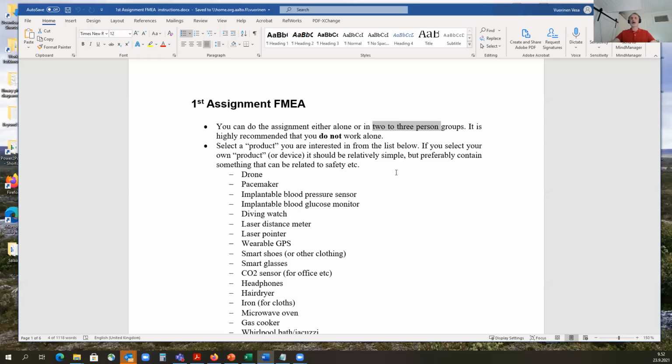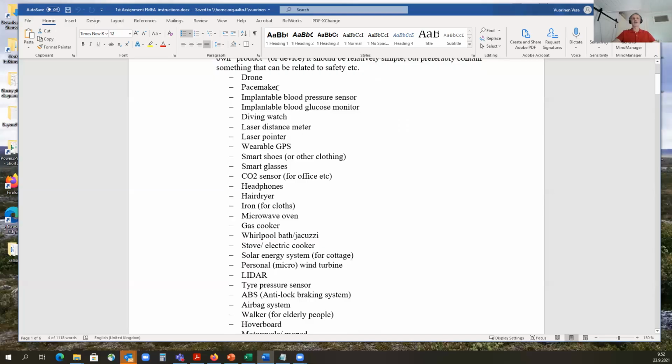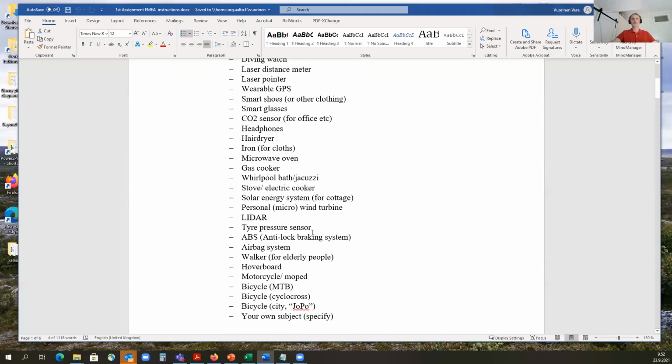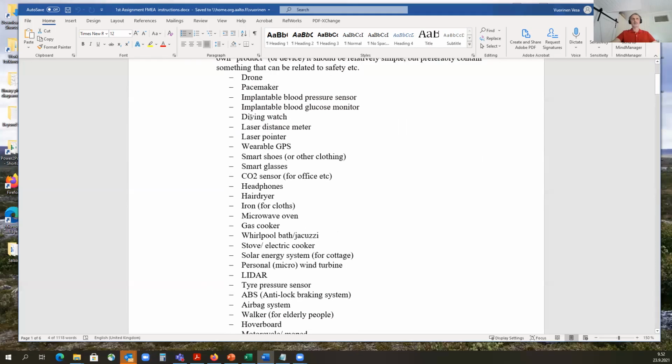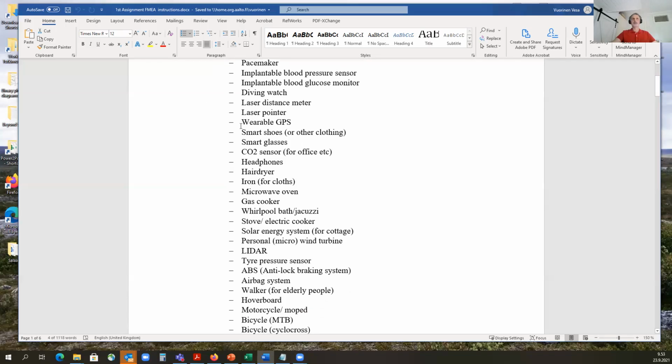So now I have listed here quite a lot of different types of products, which you can pick one here, or you can pick your own. So these are from household, these are from fancy electrical gadgets, whatever, smart shoes. It could be something to do with the medical electronics, like implantable pressure sensor or glucose sensors for heart beating or sugar levels. It could be diving watch.